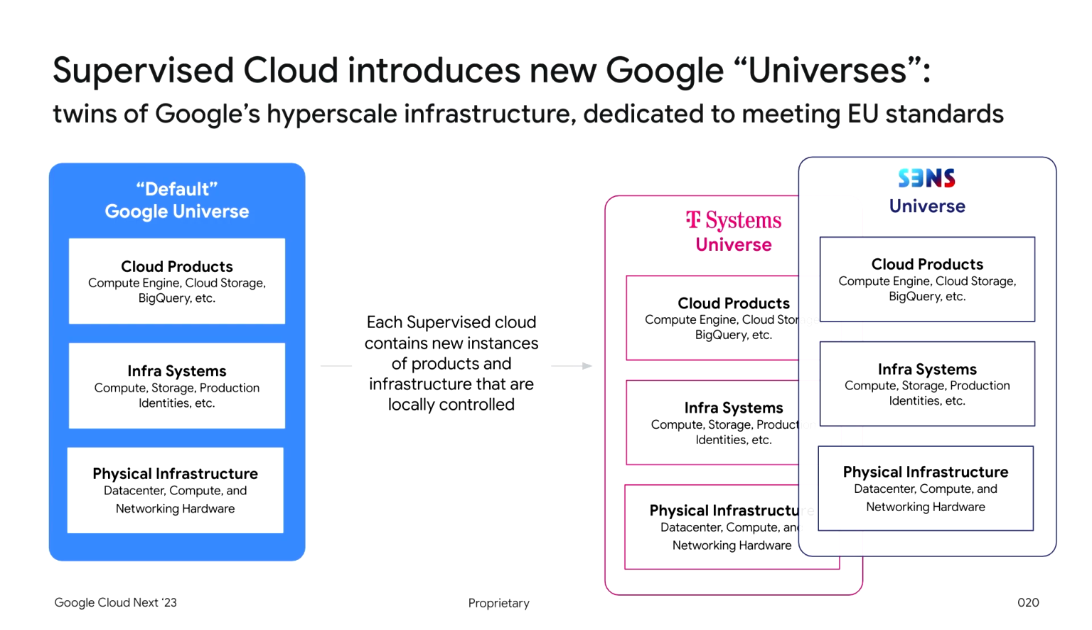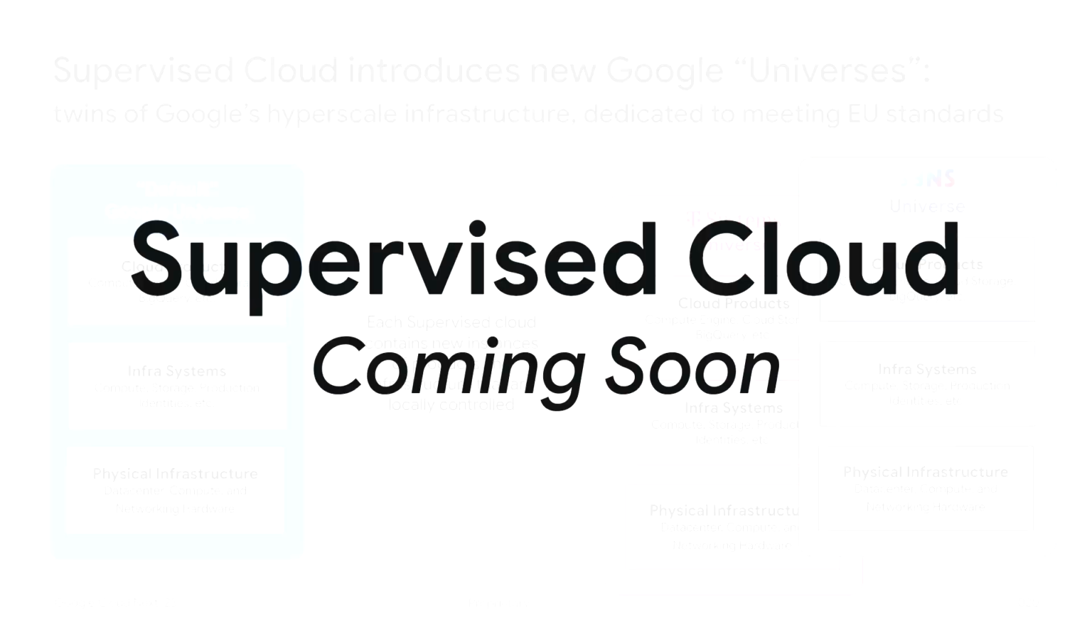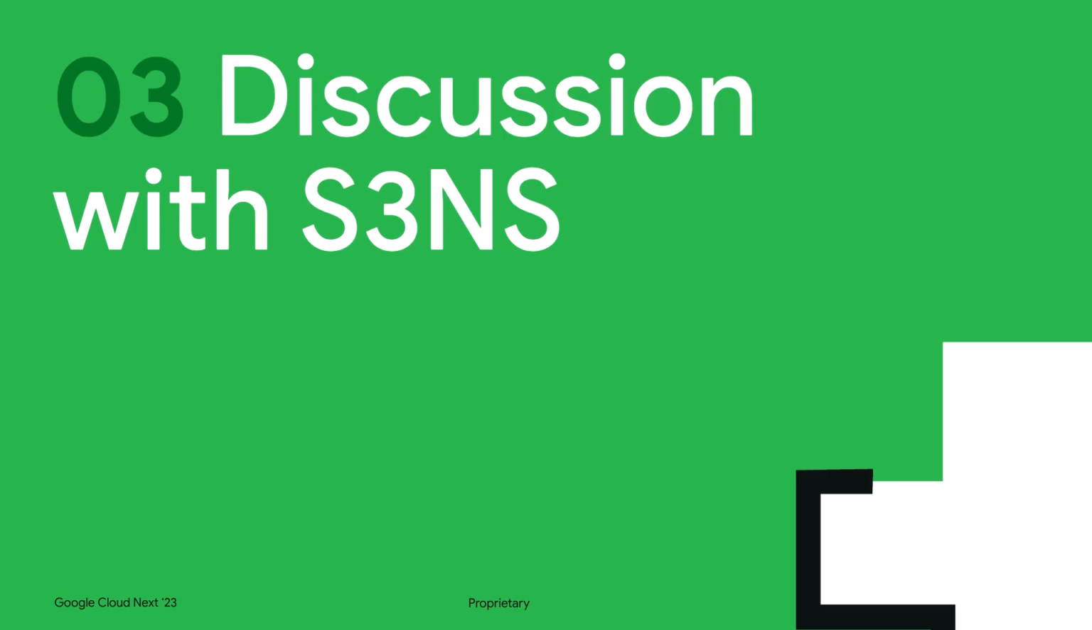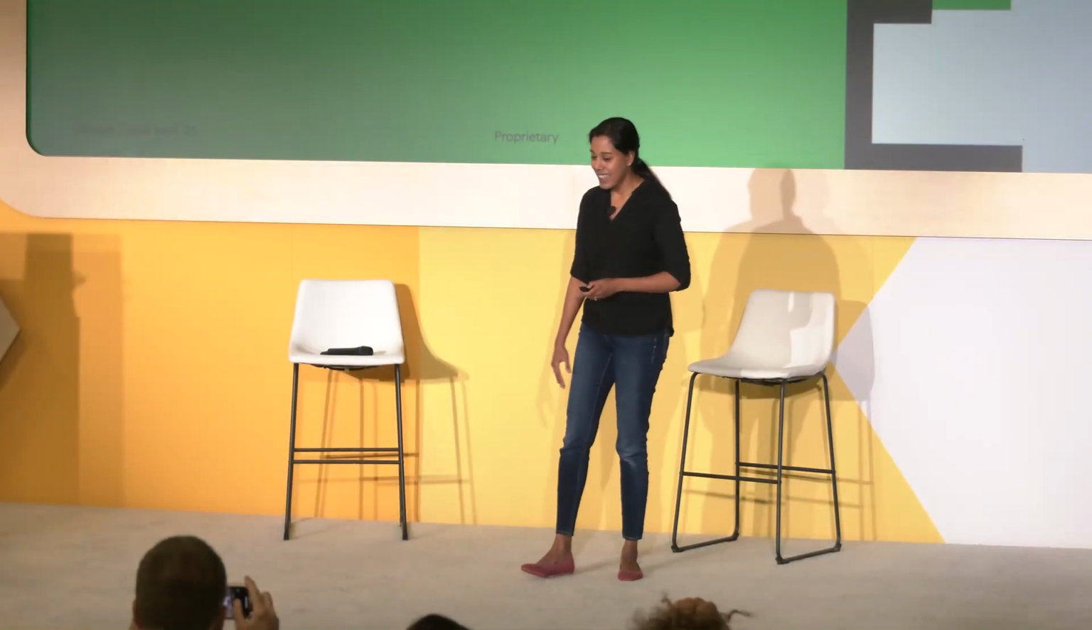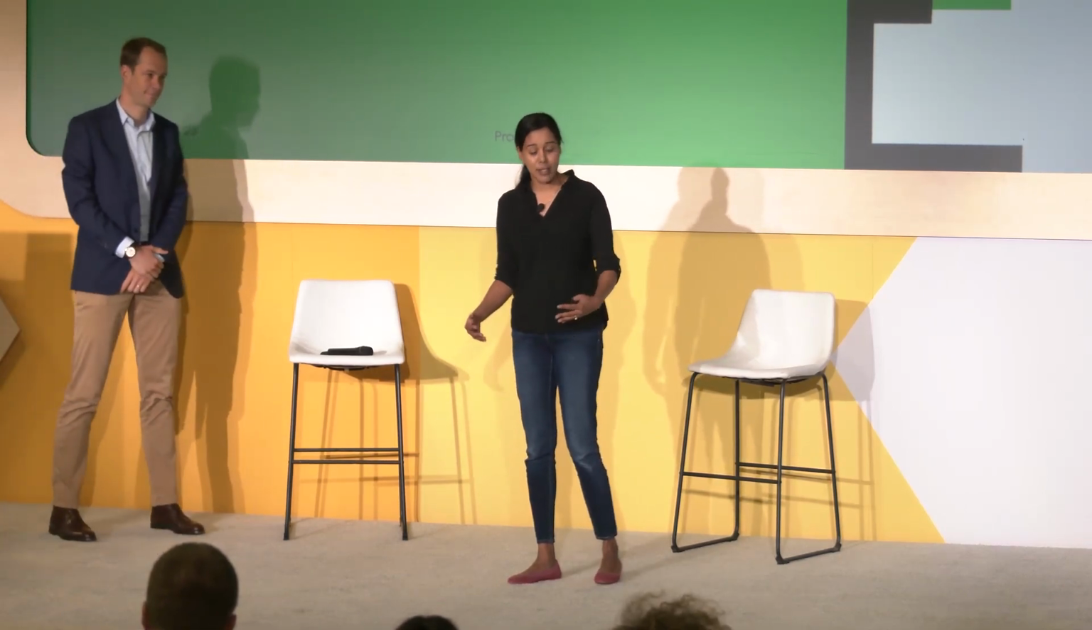And lastly, this is one of our forthcoming products. We're working on this very actively, and we are looking forward to bringing this and making this available to you as soon as possible. Now, with that background on different sovereign products, I would like to invite Cyprien Falk, the CEO of SANS. He's been with us in this journey of building supervised cloud. So let's talk to him a little bit about his experiences and also about sovereignty.